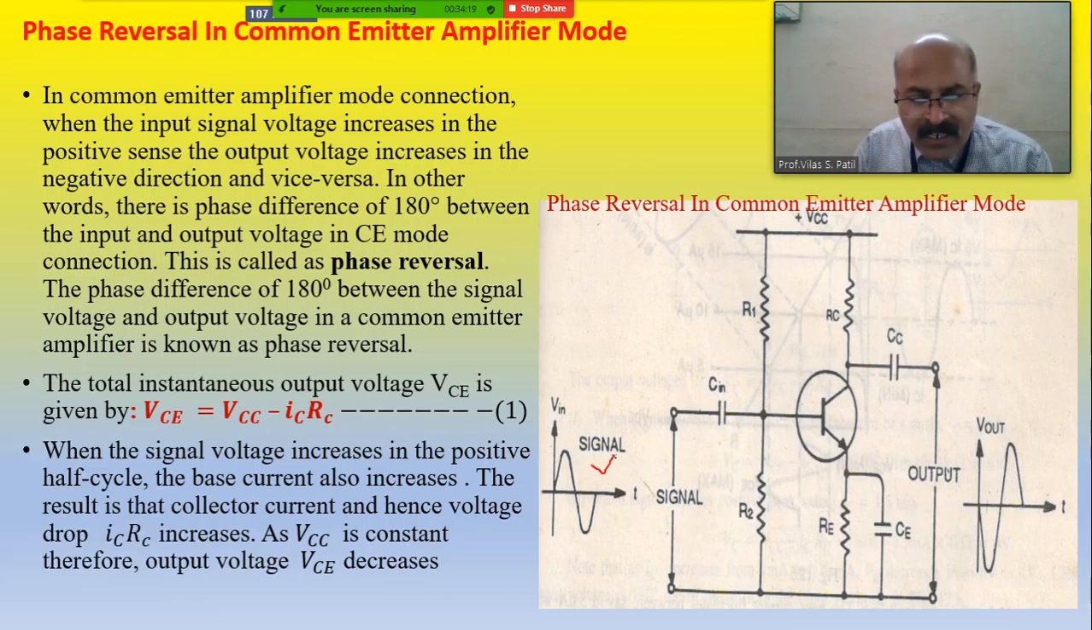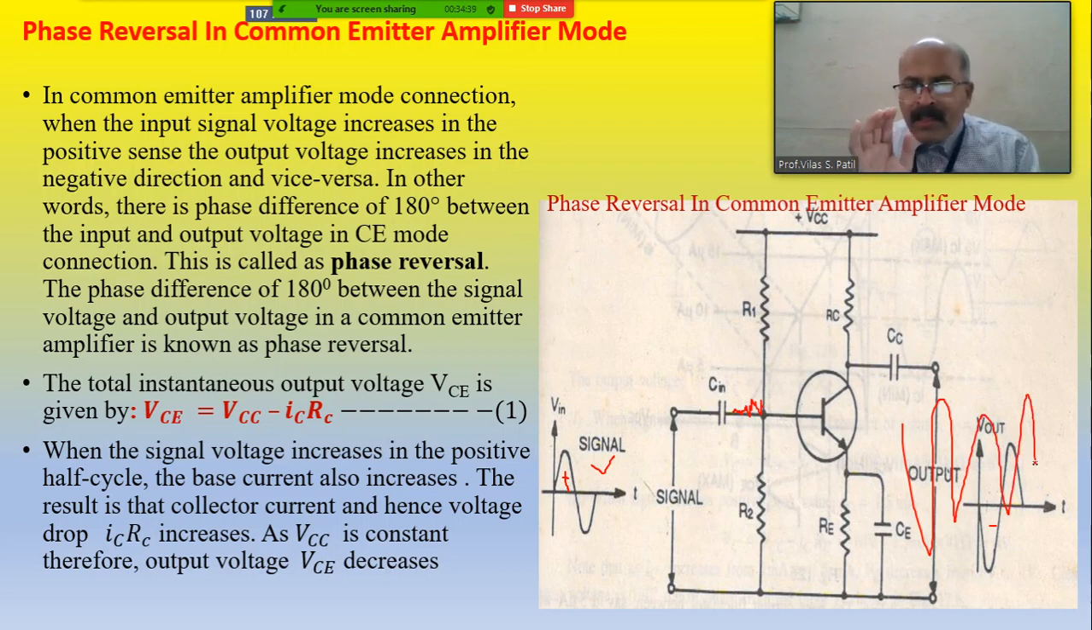This is the input signal in the positive half cycle. This half cycle is the positive half cycle. It produces a very small base current. This is the negative half cycle, and here we get the high output. Okay, that is the phase reversal.